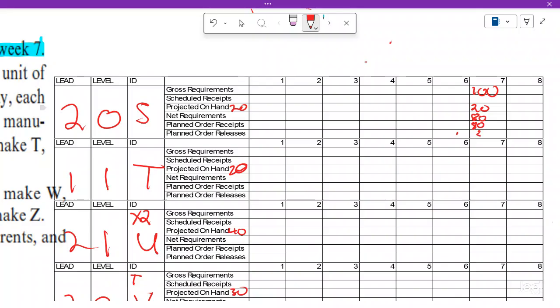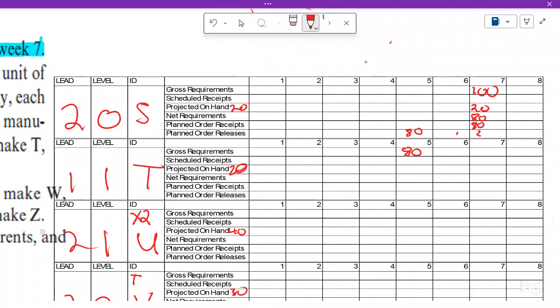2, 1, 80. Those, you always erase them because they don't matter, the number 1 and 2. They're just for you to know what you are doing. Then we're done with the first part. We want the second part. We can see it's times 1. Then it comes under gross requirements. It becomes our gross requirement. So T, we're supposed to get 80 products from T.